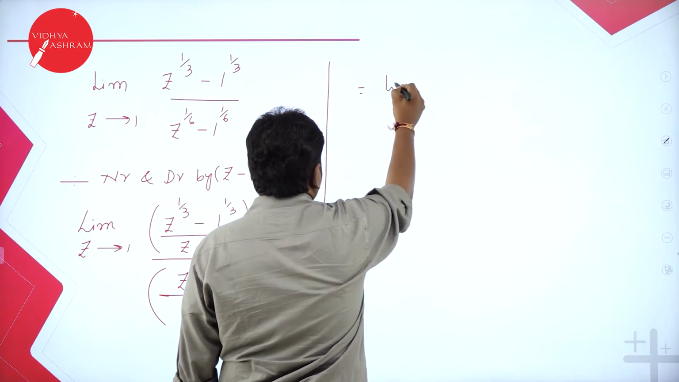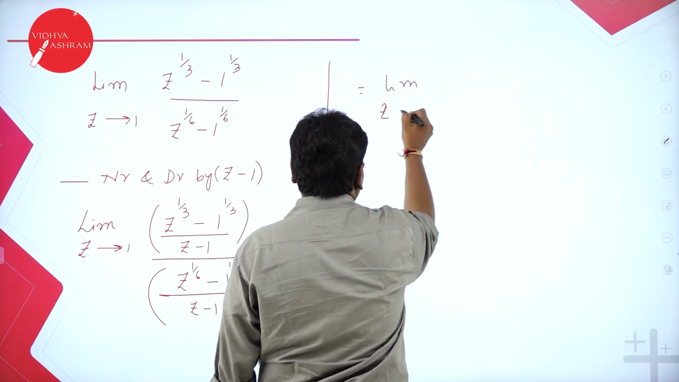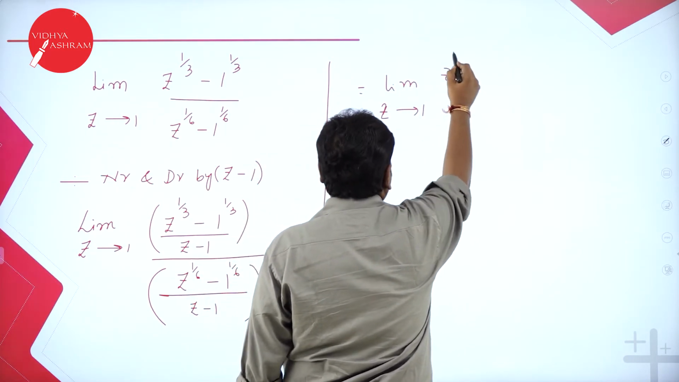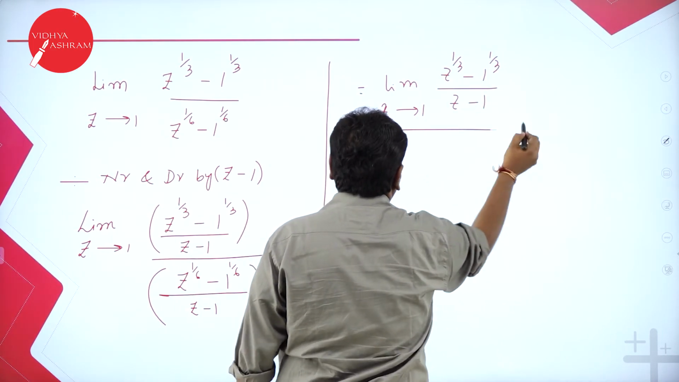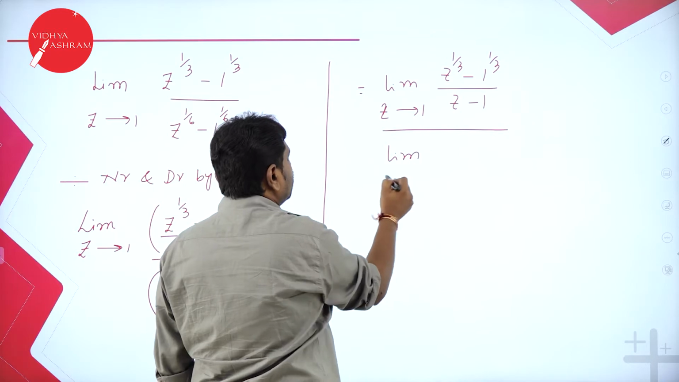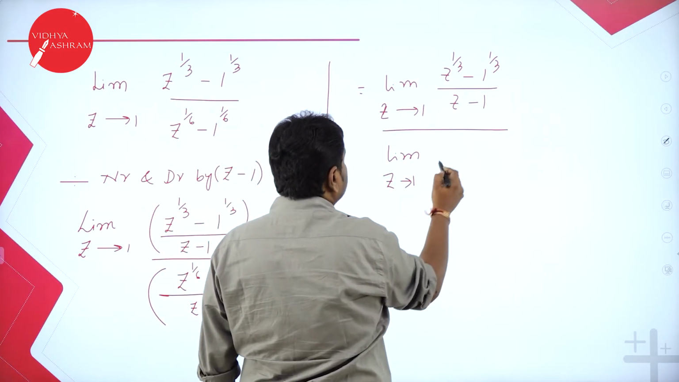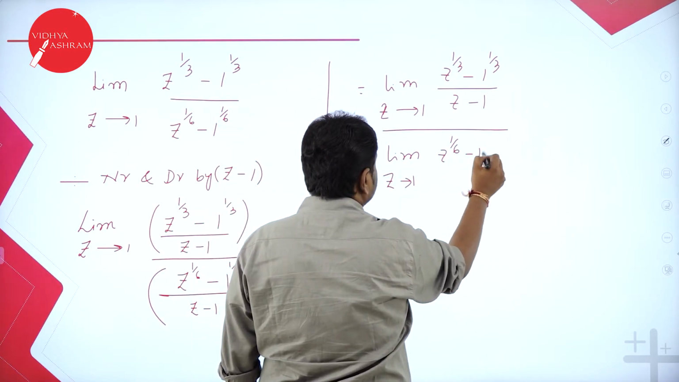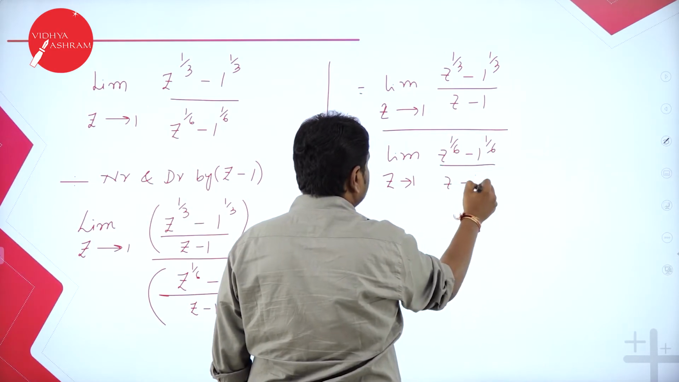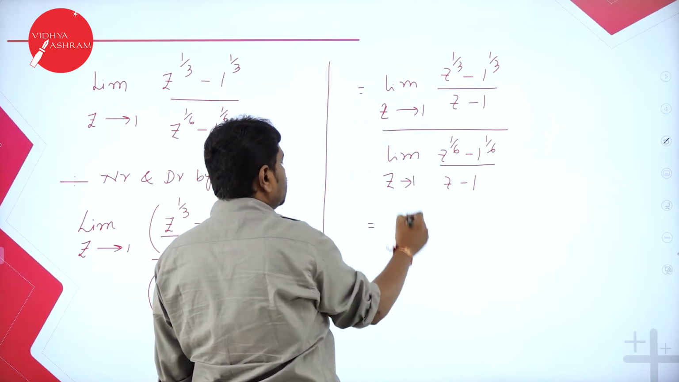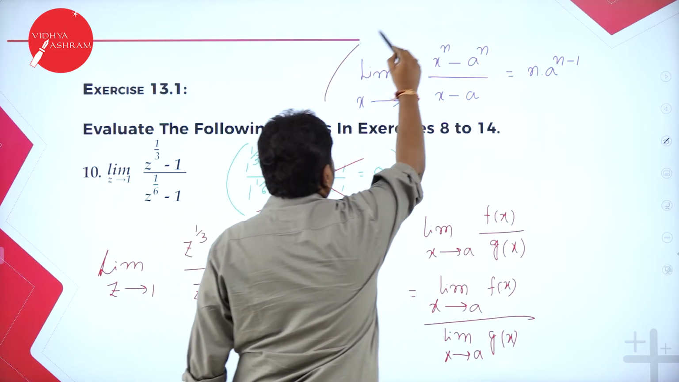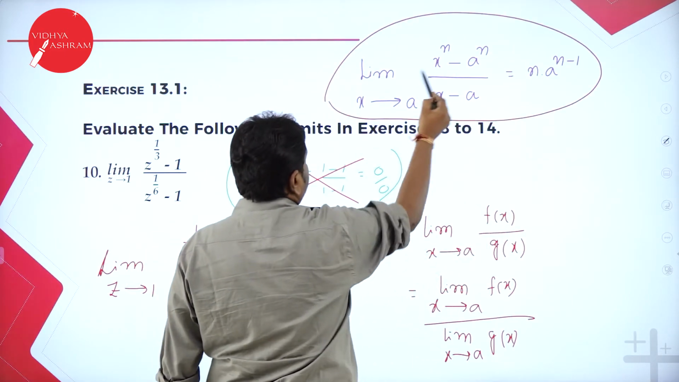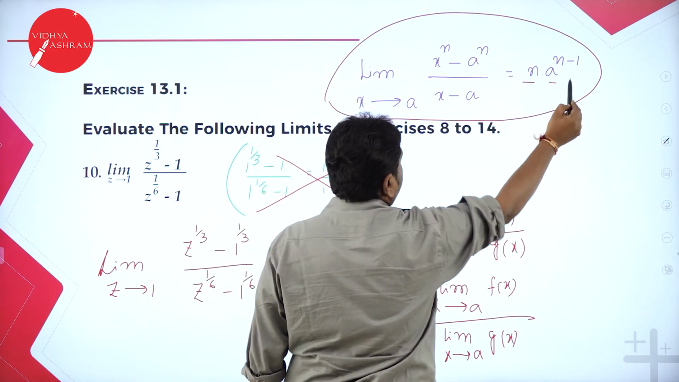So it will become limit z tends to 1, (z power 1 by 3 minus 1 power 1 by 3) divided by (z minus 1). Similarly, apply the limit for the denominator. So it will become limit z tends to 1, (z power 1 by 6 minus 1 power 1 by 6) by (z minus 1). Now it is in the standard form. What is the form? Limit x tends to a, (x power n minus a power n) by (x minus a) is n into a power n minus 1.